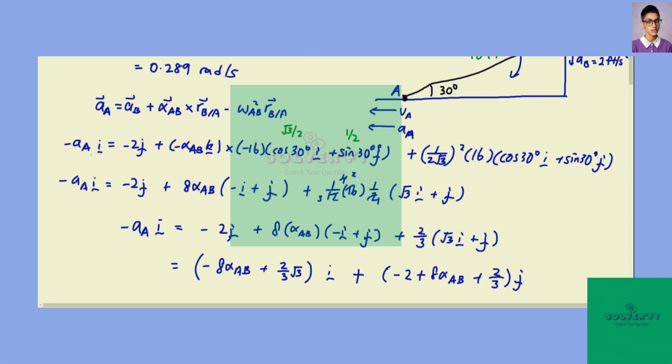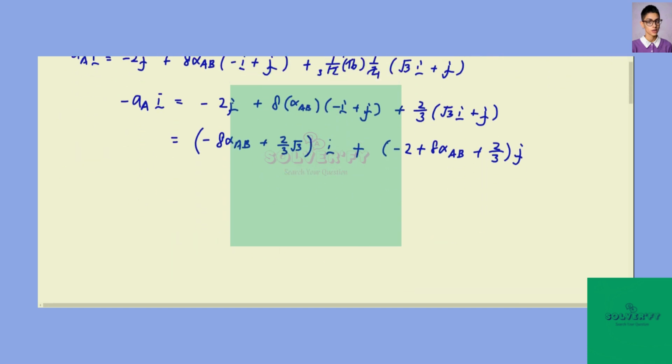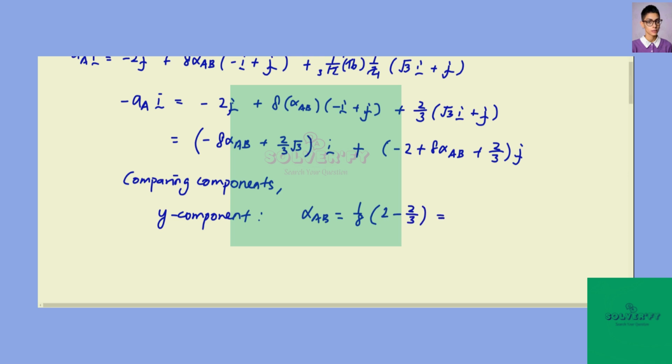Now we are ready to compare components. Again, we do the y component first because we can get alpha AB straight away. So alpha AB is 1/8, 2 minus 2/3. So you get 0.